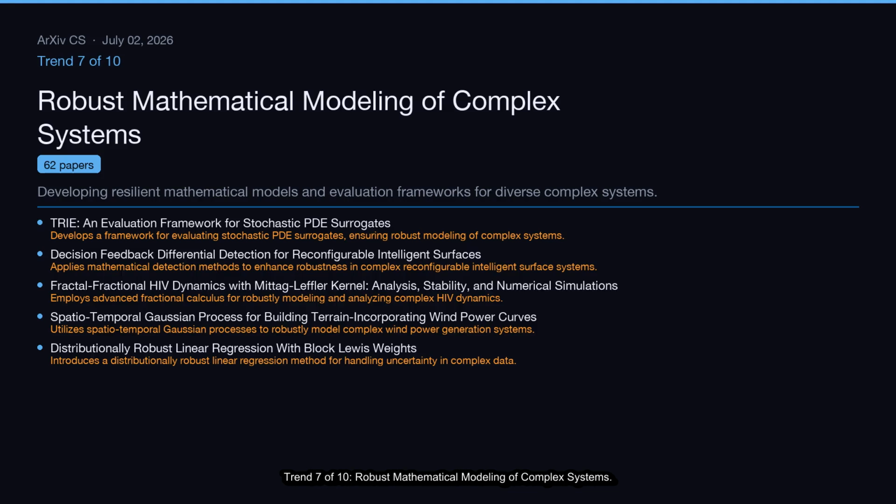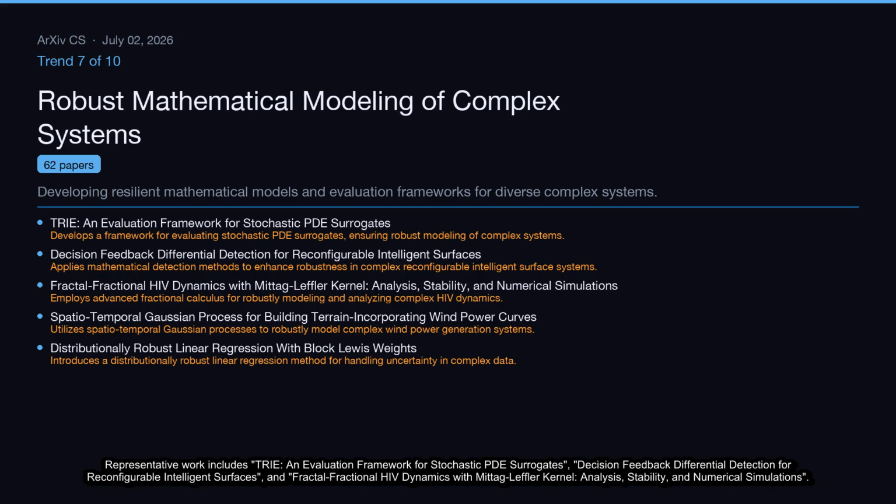Trend 7 of 10, robust mathematical modeling of complex systems. Developing resilient mathematical models and evaluation frameworks for diverse complex systems. This cluster covers 62 papers. Representative work includes TRI, an evaluation framework for stochastic PDE circuits, decision feedback differential detection for reconfigurable intelligent surfaces, and fractal fractional HIV dynamics with Mittag-Leffler kernel, analysis, stability, and numerical simulations.